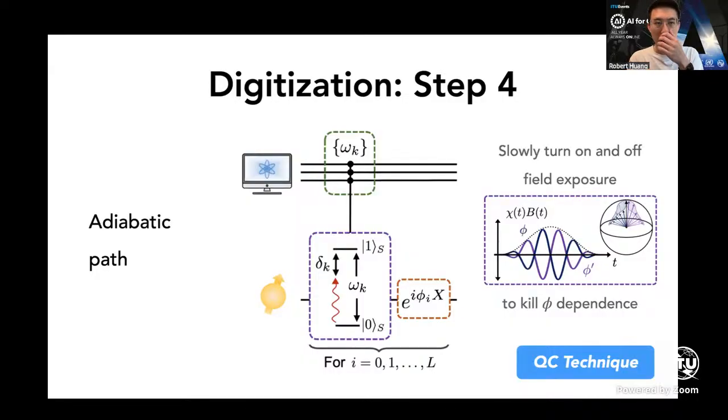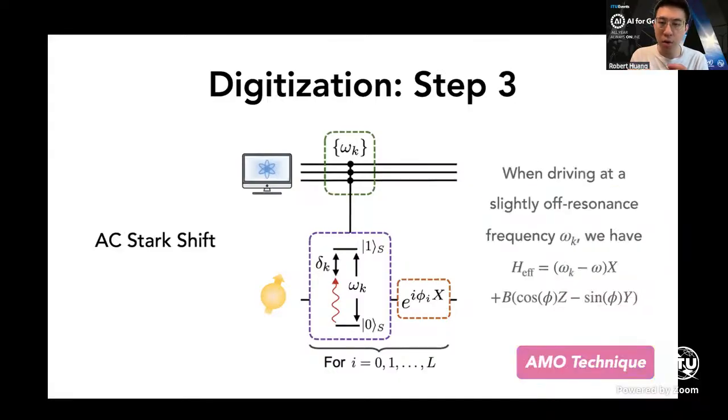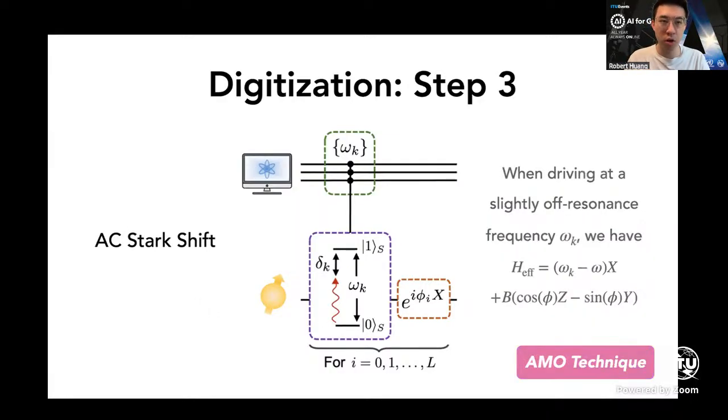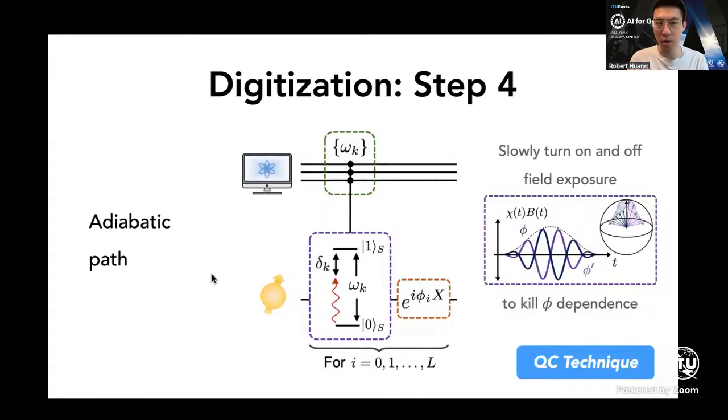But we are going to do it in a very non-standard way. We're going to consider starting out with having no field, and then slowly turn on the field, and then come back to have no field. The purpose of doing this adiabatic path is that we want to remove the time dependence. So this step is extremely important: combining AC Stark shift and adiabatic path is central to essentially killing the time dependence of this problem.